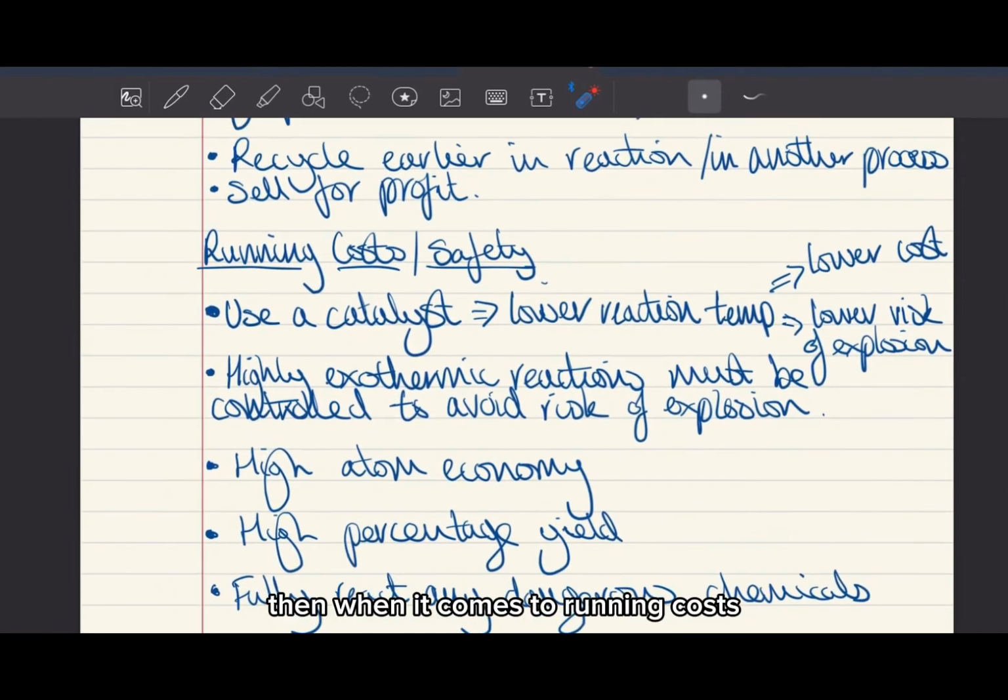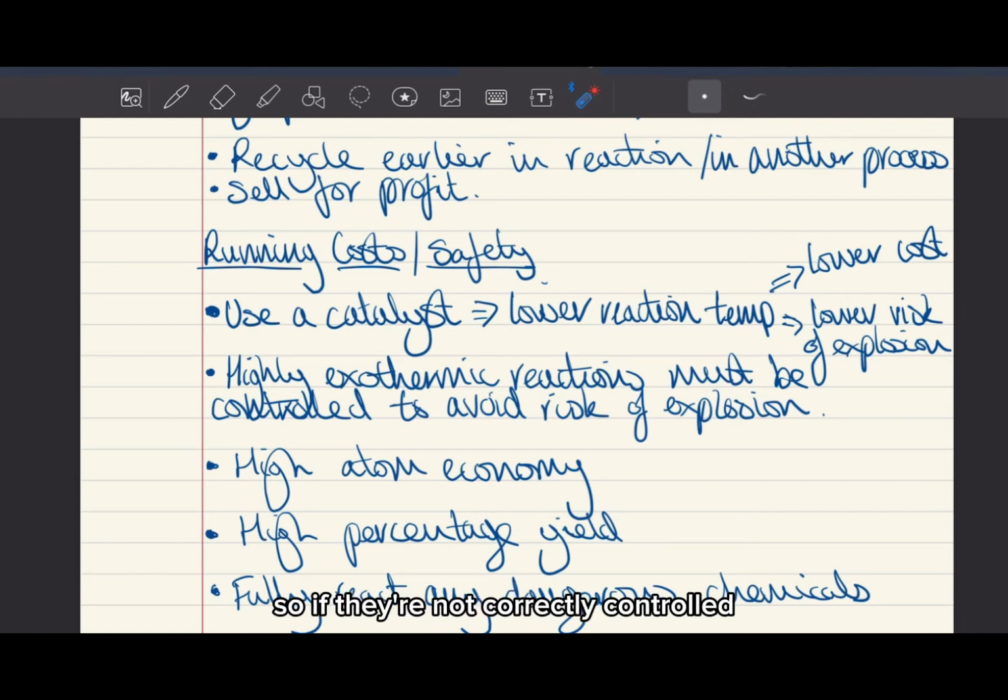Then when it comes to the running costs, you can use a catalyst. That would allow you to run your reaction at a lower temperature, which lowers your cost because energy and heat cost money. If you're not having to heat the reaction as much, then that will cost you less. There's also a lower risk of explosion, which is obviously safer for the people working in your industrial process plant. Then, like I said, they can quite often ask you about highly exothermic reactions and why they need to be controlled.